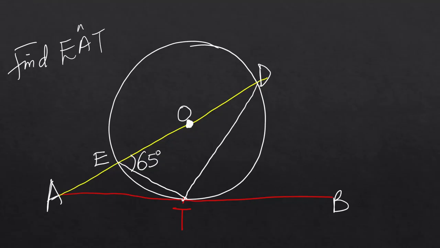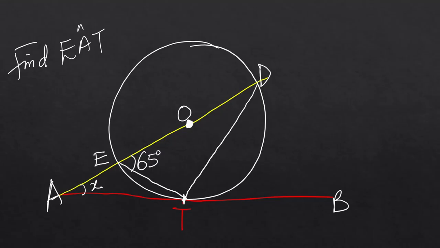This Circle Theorem question says find EAT. So EAT means that the angle is at A, and let me call it X. Now ABT is a straight line and AB is a tangent. We simply say AB is a tangent at T.